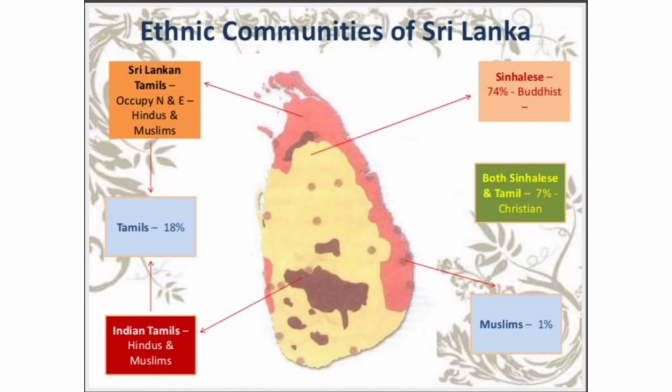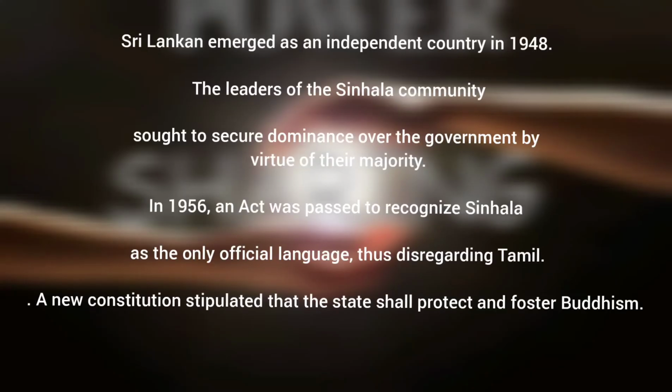Sri Lanka emerged as an independent country in 1948. The leaders of the Sinhala community sought to secure dominance over government by virtue of their majority. So, what were the majoritarian measures adopted in Sri Lanka?